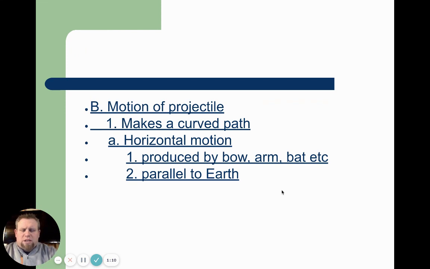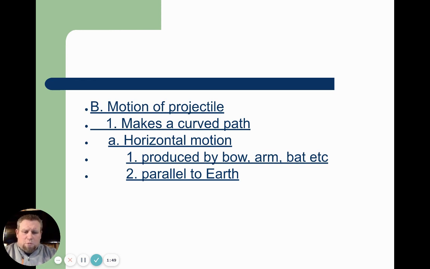The motion of a projectile typically creates what we call a curved path, or a parabola, is another word for that. And that's because there are two types of motion that a projectile experiences. The first type of motion is what we call horizontal motion. And that horizontal motion is the motion that is produced by whatever put the projectile into motion in the first place. So if it's a bow shooting an arrow, or your arm throwing a baseball, or a bat hitting a baseball, or your arm throwing a football, whatever produced the force is what creates the horizontal motion.